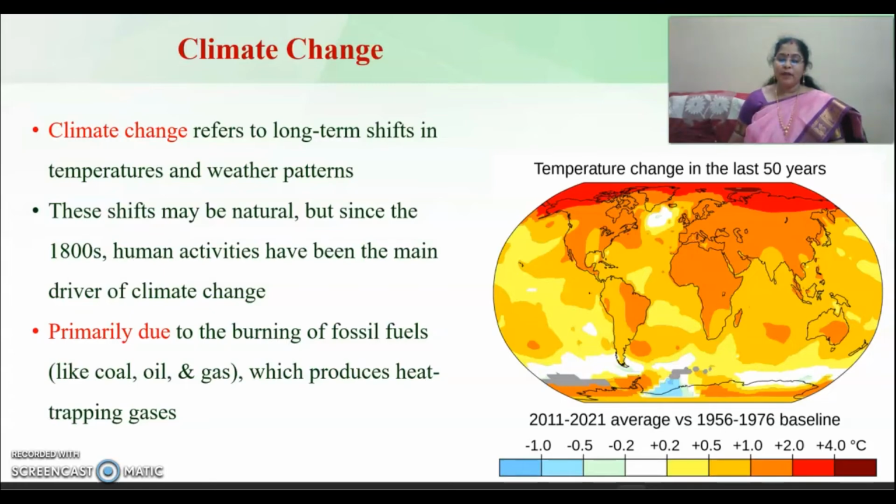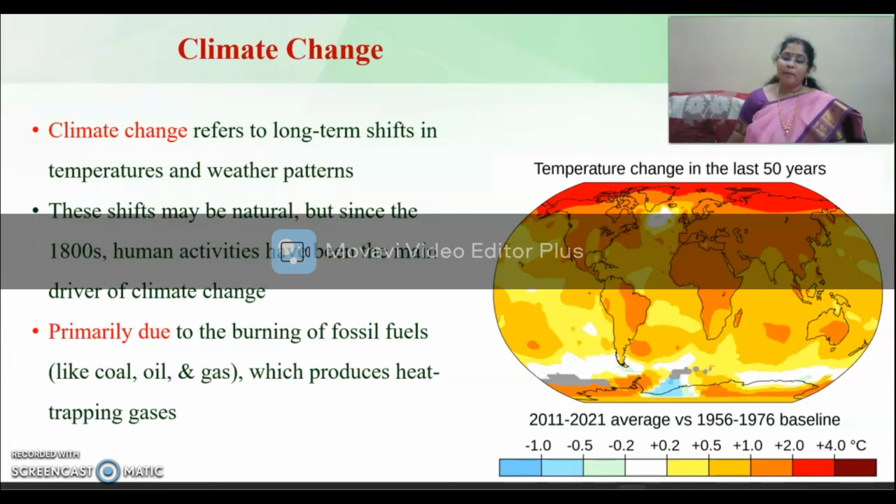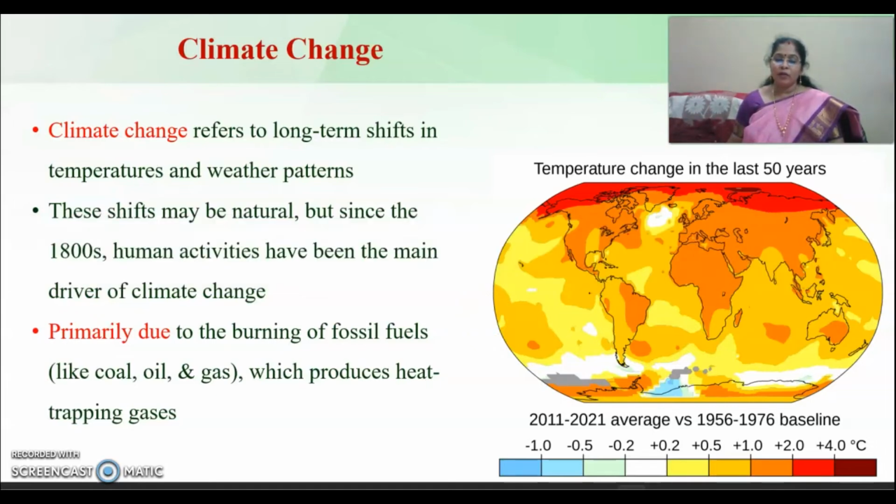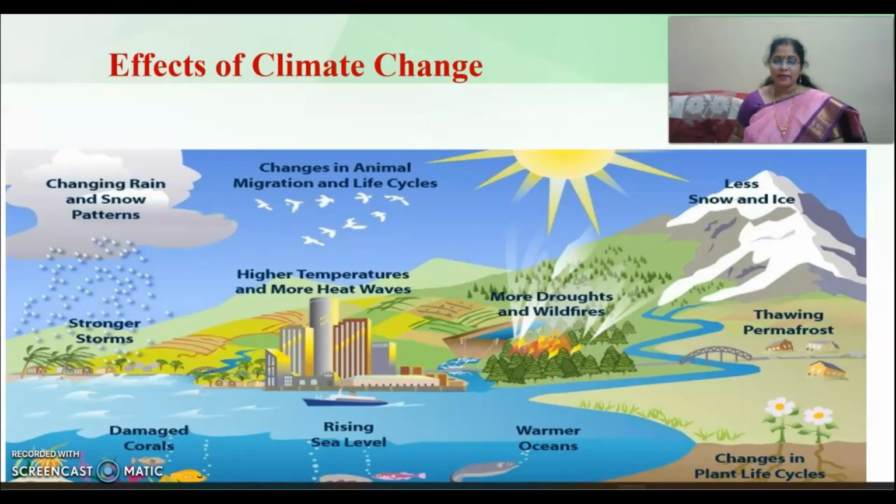These shifts may be natural, but since the 1800s, human activities have been the main driver of climate change. So from the 18th century, we are the reason for climate change, primarily due to the burning of fossil fuels, coal, petrol, diesel, which produce heat trapping gases.